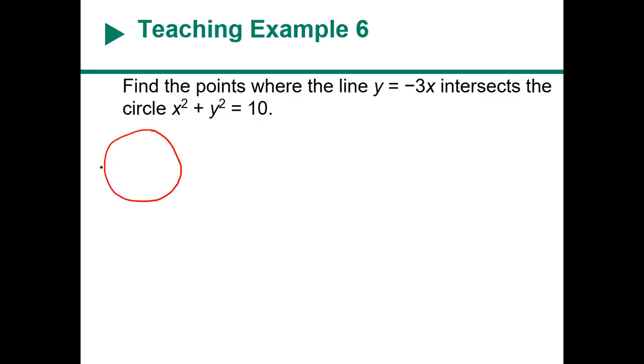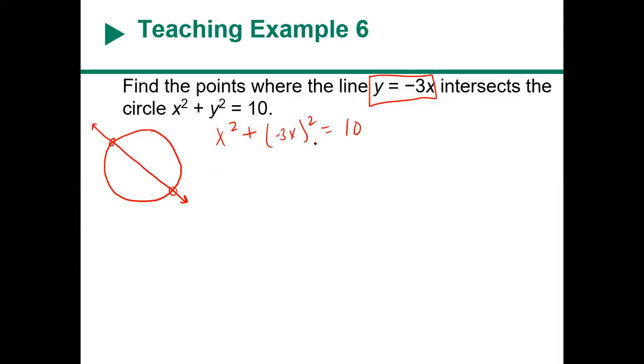That's not bad for a freehand circle. And I have a negative line going through it. I'm looking for where I'm going to hit the circle. So it's already ready for substitution. You have y equals negative 3x. So where y is, we have x squared plus negative 3x squared equals 10.